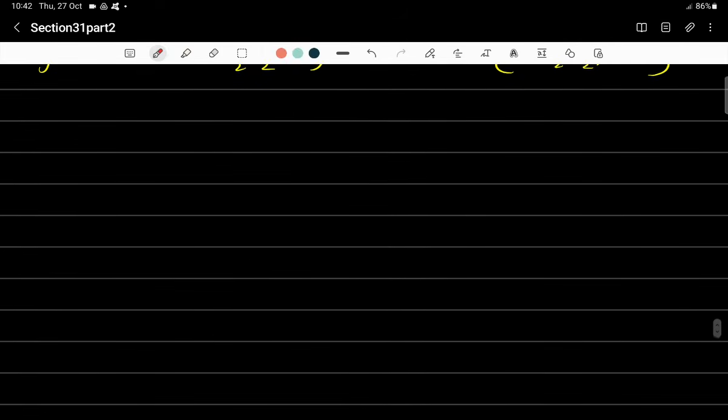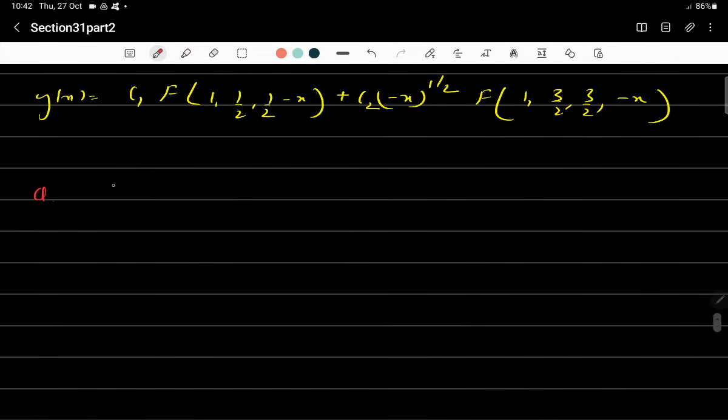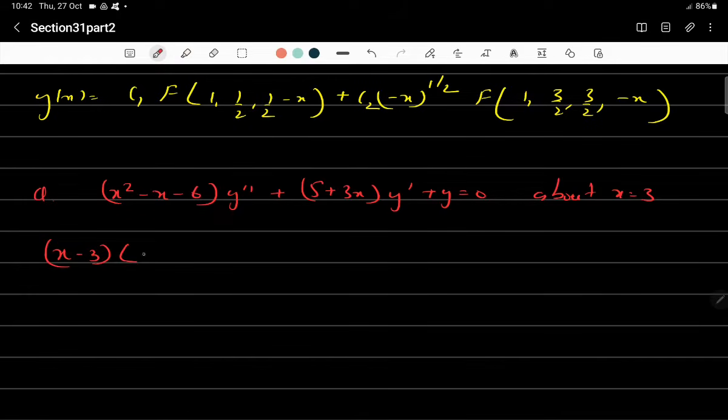Let's do one more exercise. x square minus x minus 6, y double dash, plus 5 plus 3x, y dash, plus y is equal to 0, about x is equal to 3. Please do try it by yourself first. So if I have to write it in the form of (x minus a)(x minus b), then I must write it down as (x minus 3)(x plus 2), and the rest remains as it is.